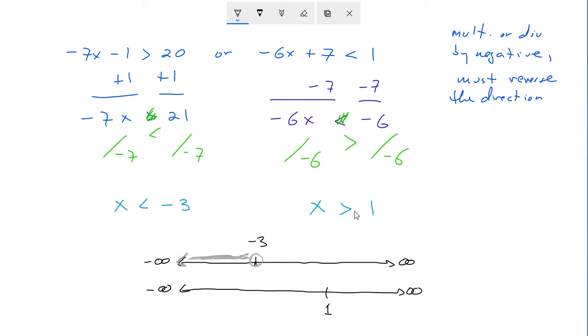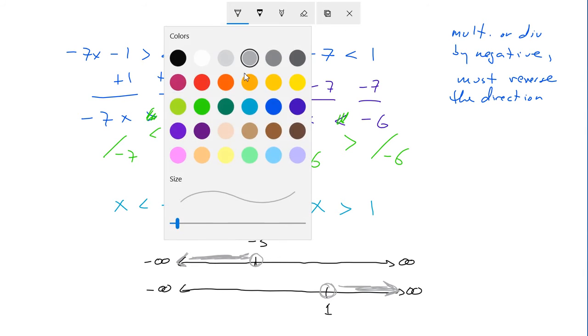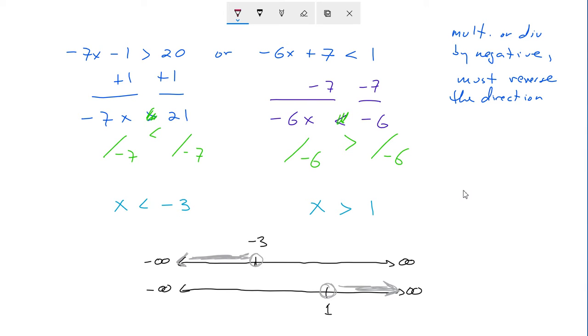Now, for this other inequality, x greater than 1, again, open circle at 1, because I cannot equal it, and then greater than means to the right. Now, how do we combine these two diagrams? If it's an OR, and this is really neat, that's why I like the diagram method. For OR, you just add the two regions together, because either one will work.